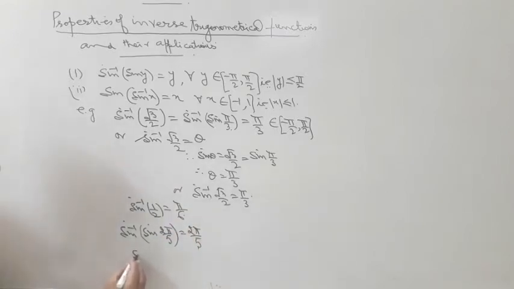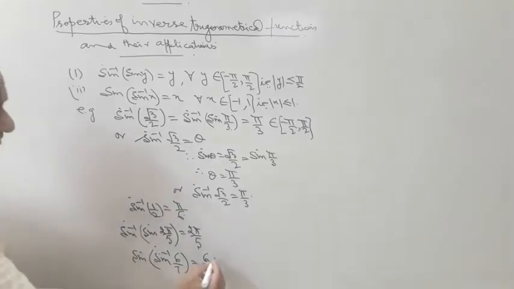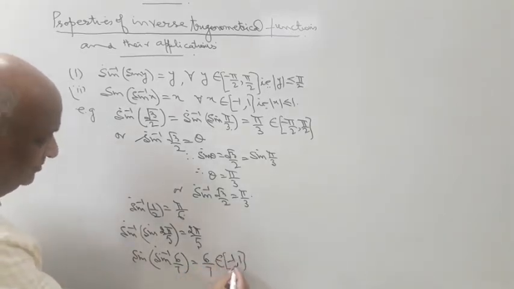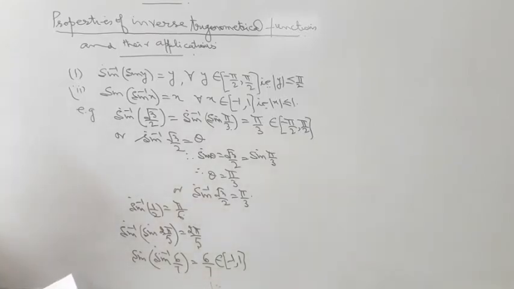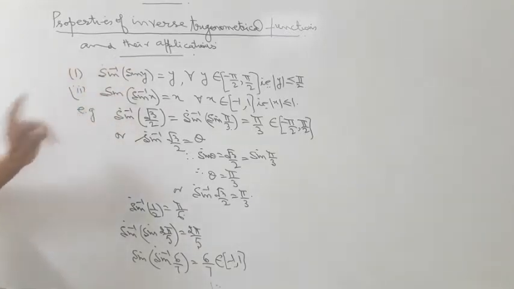Sine of sine inverse 6 by 7 is just equal to 6 by 7, because 6 by 7 is a member of the interval minus 1 to 1 closed. That's why the value is 6 by 7. So in this way we can apply the properties of sine inverse of sine or sine of sine inverse.